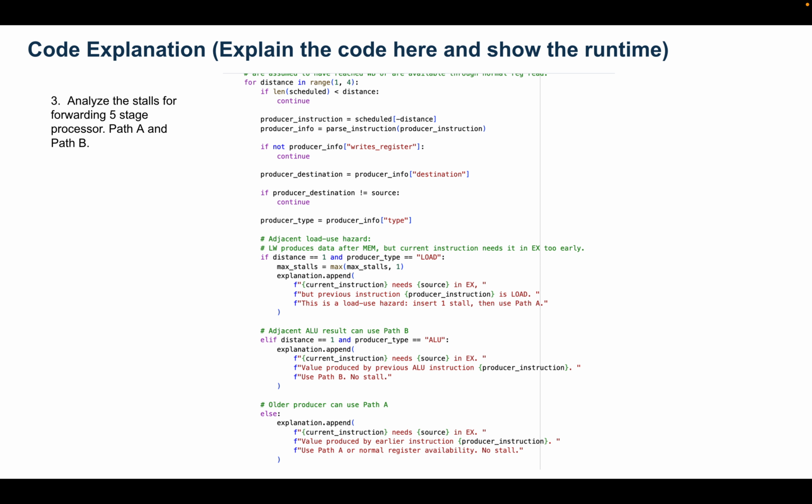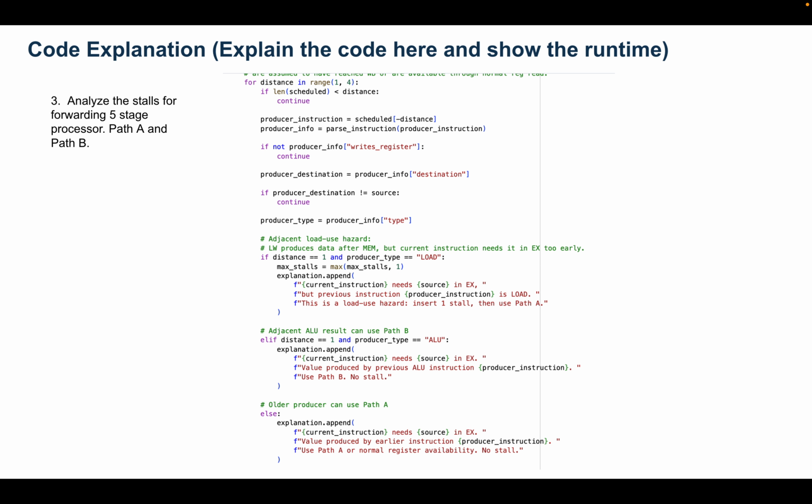Next is the stall handling with forwarding. So this function would deal with the forwarding model. The simulator will use path A, path B, and path C to reduce stalls. For EX stage sources, the simulator checks whether the needed register was produced by a recent instruction. If the producer is the immediately previous ALU instruction, then path B is used and no stall is inserted.